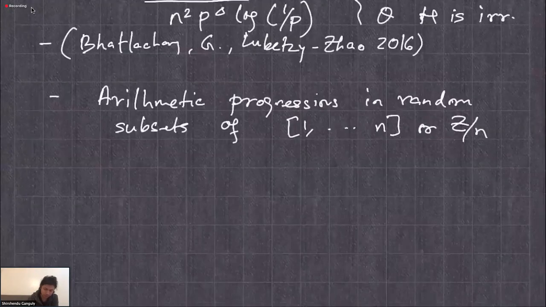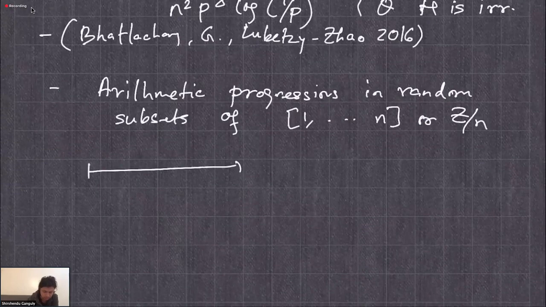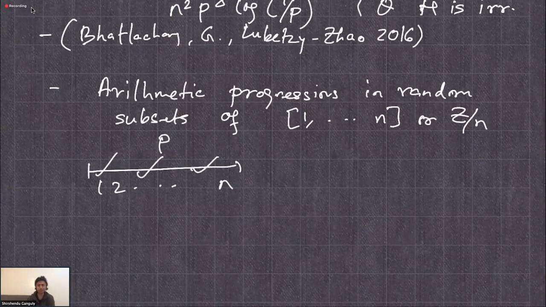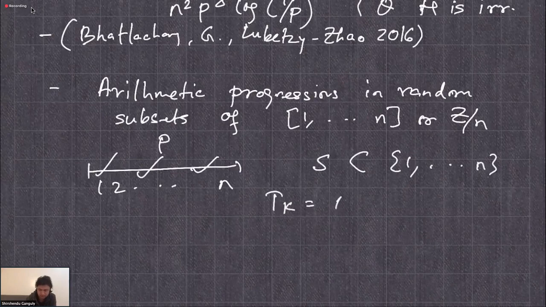So essentially what you have is some interval 1 up to n. You pick each entry independently with probability p. So you get some random subset S, which is a subset of 1 to n. And let's say you care about the number of arithmetic progressions. T_k is, let's say, the number of arithmetic progressions of length k in S.